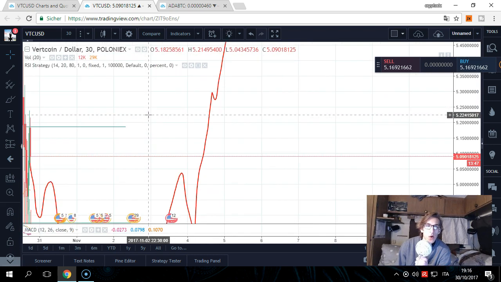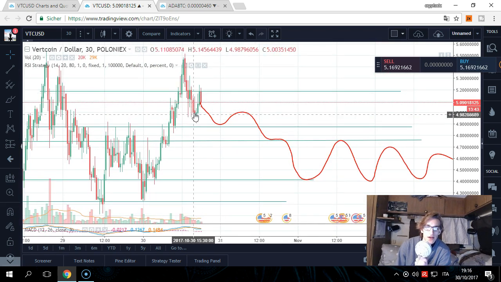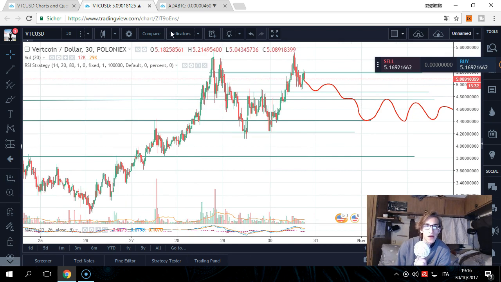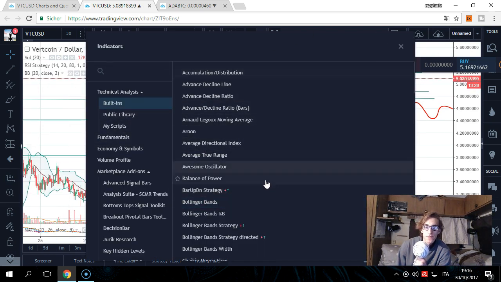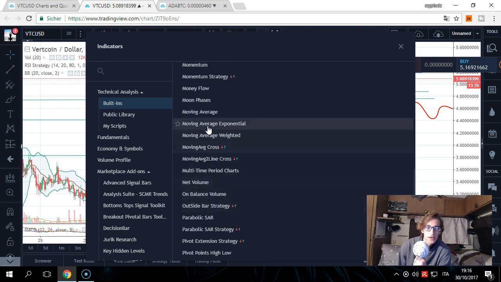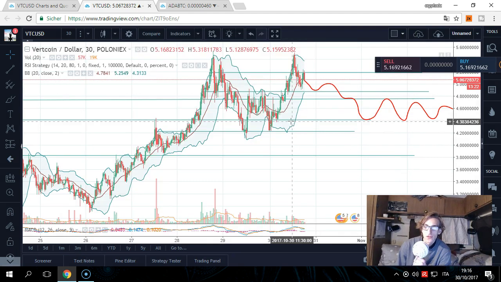And right now, this hour, we touched this resistance line. You know, we are back under it. We are touching this. Now, I want also to add some Bollinger Bands, and RSI. Well, even the MACD. Oh, too many instruments. Alright.